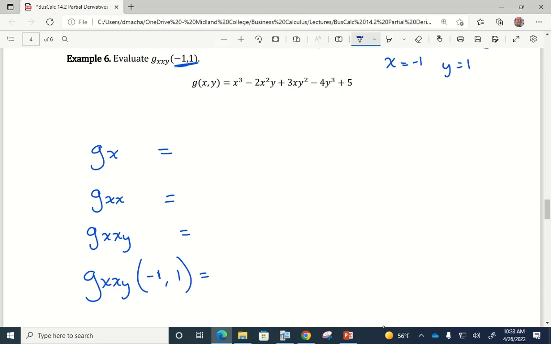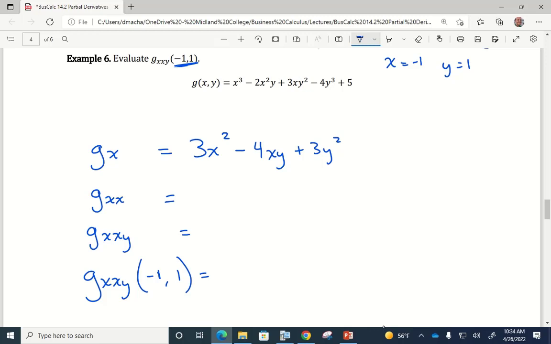So taking the derivative with respect to x of this function, well, x cubed becomes 3x squared. x squared becomes 2x, so this will be minus 4xy. 3xy squared is going to be plus 3y squared, and then the last two terms would be considered constants when I'm taking the derivative with respect to x.